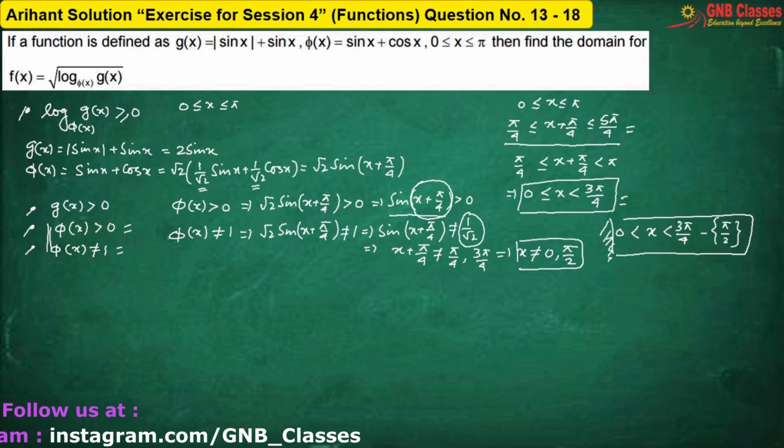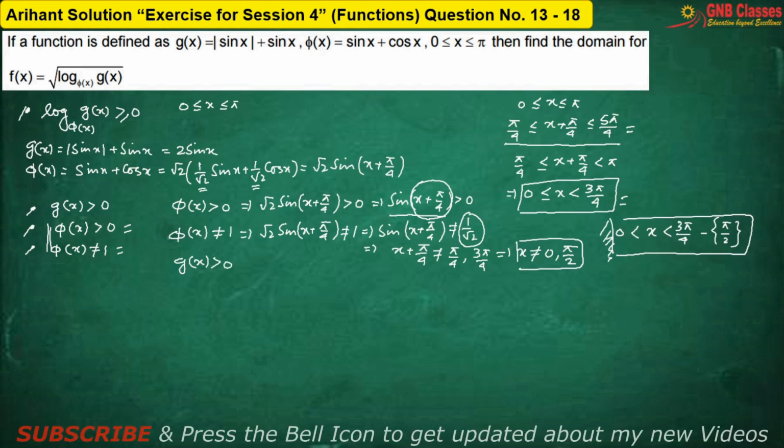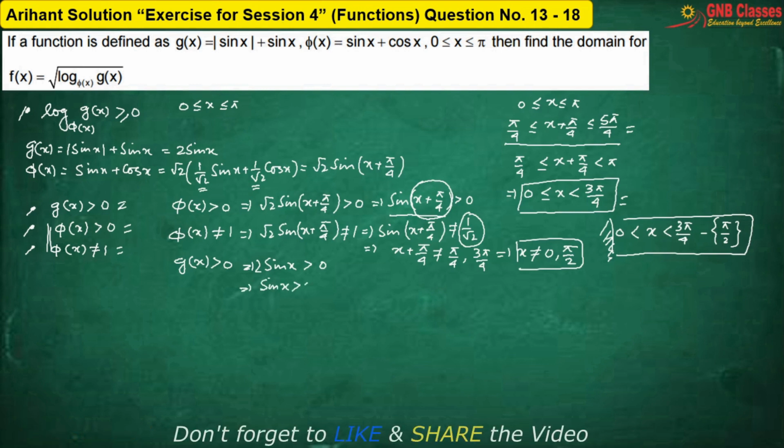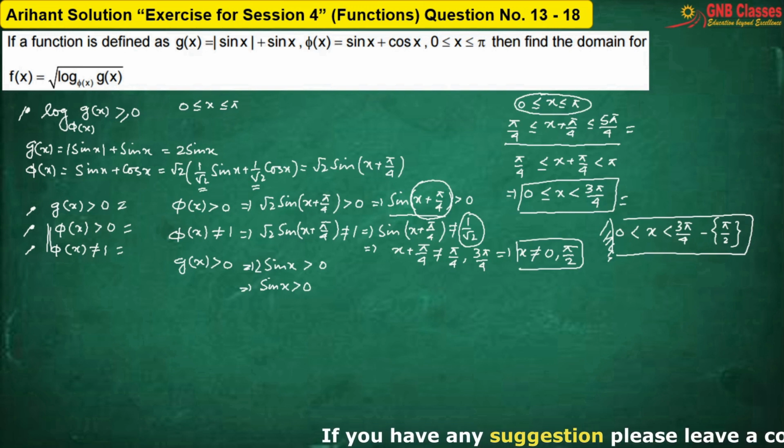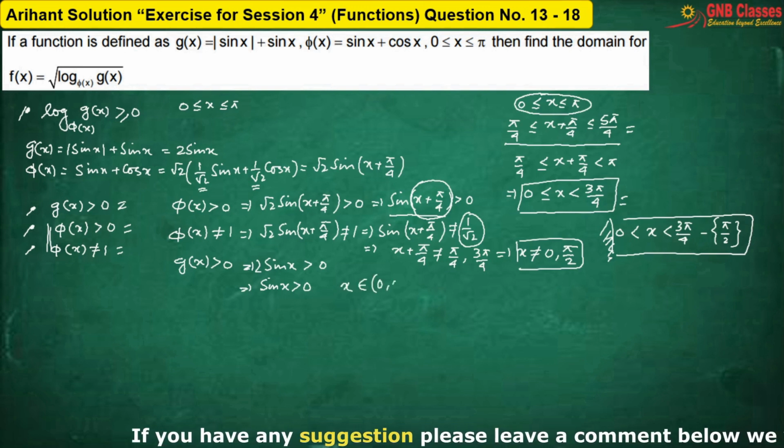Is it clear? Okay. Now let us come to when g(x) is greater than 0. That is, we are considering this condition, right? g(x) greater than 0 means 2 times sin x is greater than 0, which implies sin x is greater than 0. Now you observe, as x is lying between 0 and pi, sin x is greater than 0 means x lies between 0 and pi.